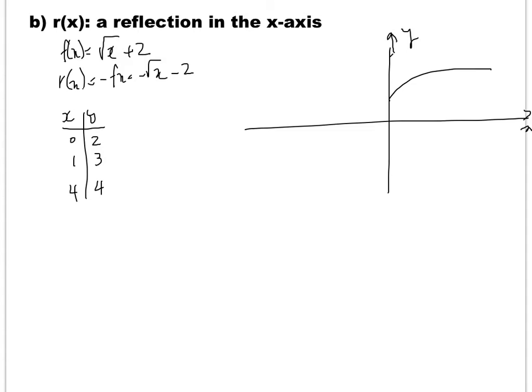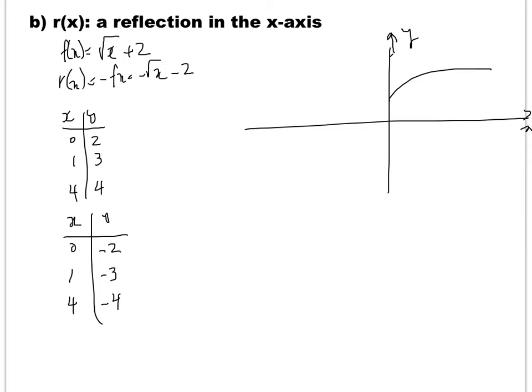Now, for R of x, the table of values becomes the following. Remember that under the square root has to be positive and it's x, so it follows the same rule. It has to be greater than or equal to 0, so I can give the same values 0, 1, 4. But now when x is 0, square root of 0 is 0, negative 0 minus 2 is minus 2. If I give 1 to x, square root of 1 is 1, negative 1 minus 2 is negative 3. And if I give 4, square root of 4 is 2, negative 2 minus 2 is negative 4.